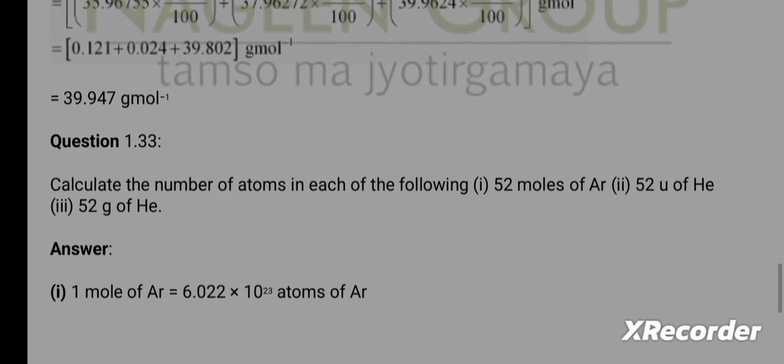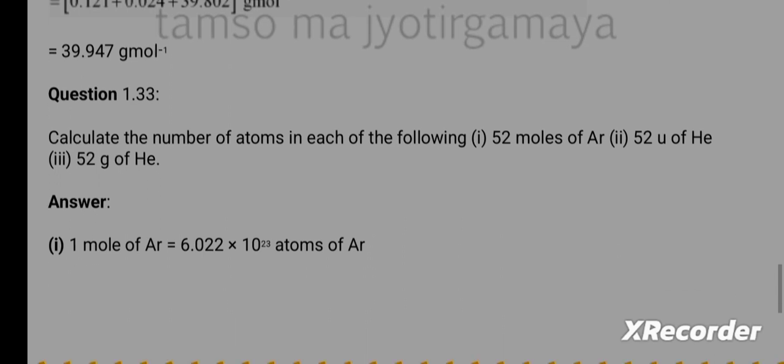Now next question is calculate the number of atoms. Calculate the number of atoms in each of the following: 52 moles of argon, 52 unified of helium, 52 gram of helium. Now you have to calculate the number of atoms. Clear? Now your first question, the first part is 52 moles of argon.